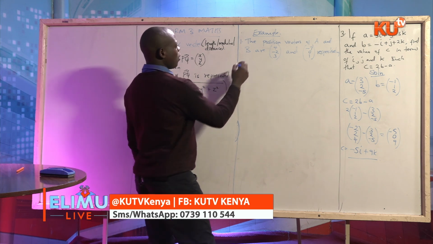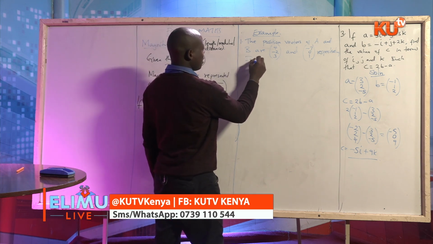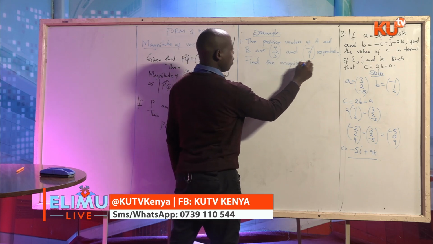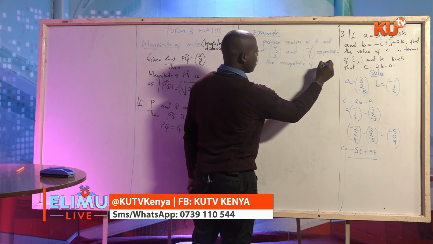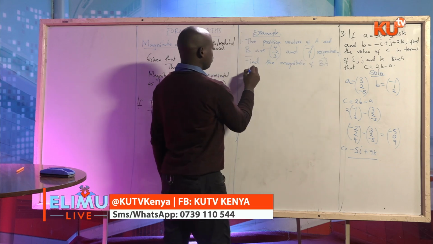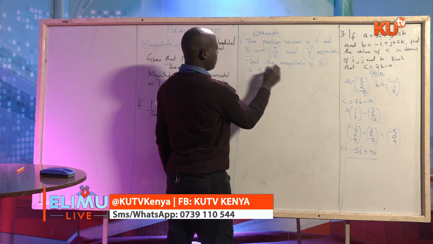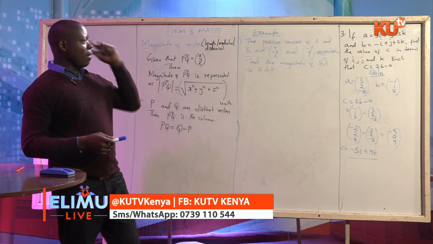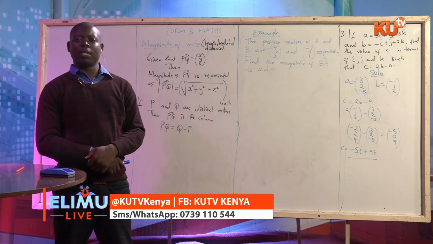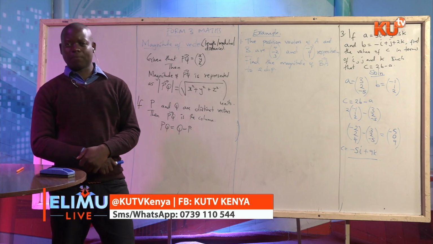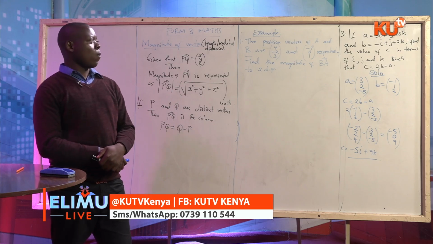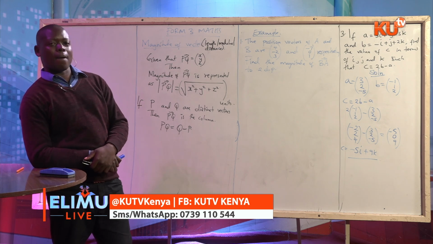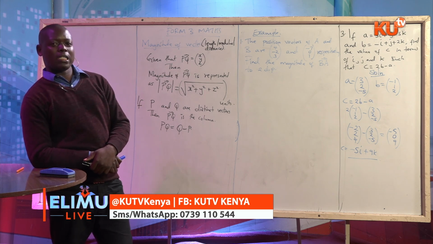Then you're told to find the magnitude of BA to 2 decimal places. So where do we start, my students? Where do we start such a question? How do we evaluate this?